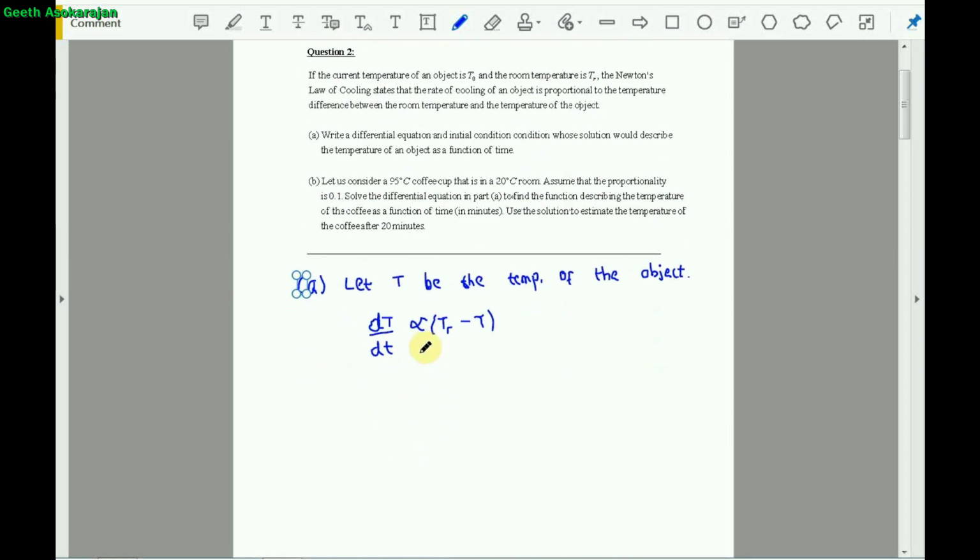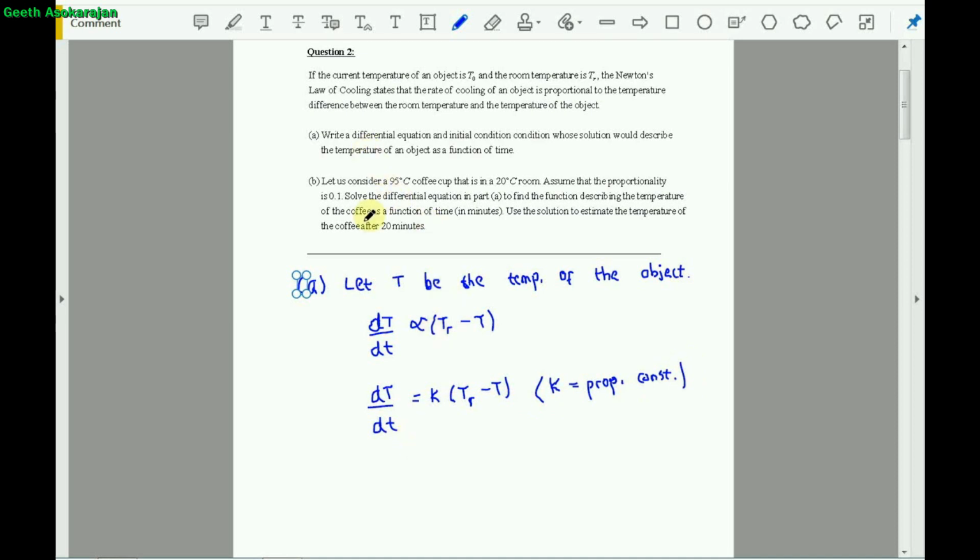Now let's get rid of this proportionality sign. So to get rid of the proportionality, let's equate. So d capital T over d small t is equal to k, so k is our proportionality constant, k into TR minus capital T. So let me just say that k is our proportionality constant. So let me define that in the corner here.